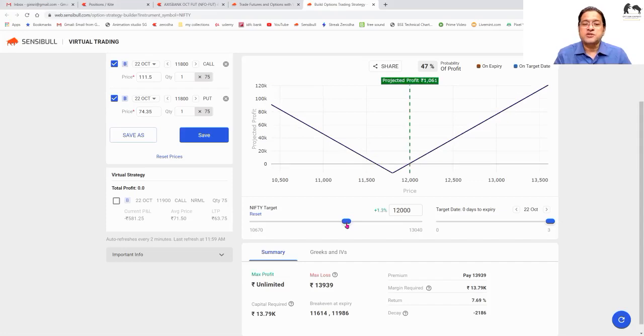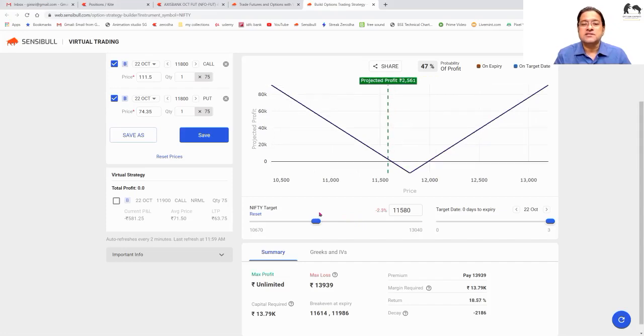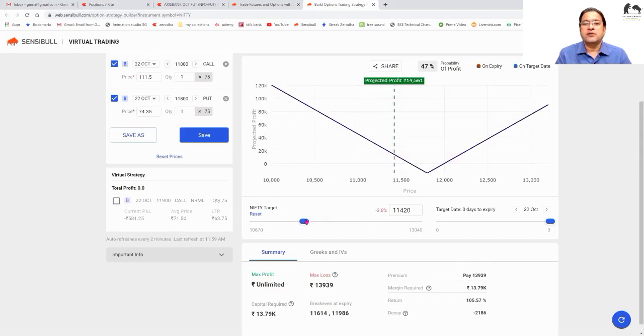So if you expect the market to move beyond 12,000 or below the current levels, that's precisely below 11,600. Here is the range, 11,614 and 11,986 on the upside. Anything below 11,614, you actually make money. Anything above 11,986, you actually make money. But you already paid a premium of about 13,000 rupees. You already paid premium to recover that kind of money, for the break even.